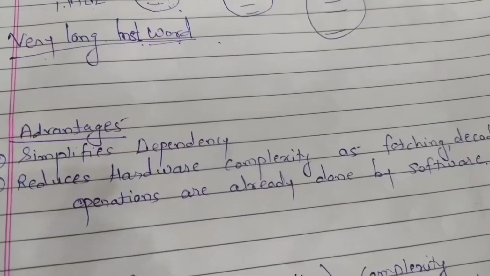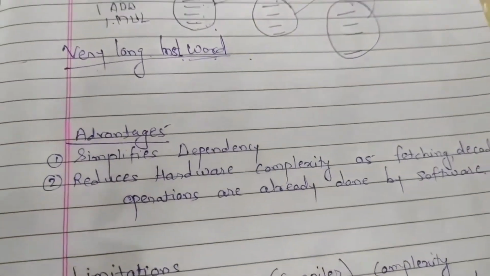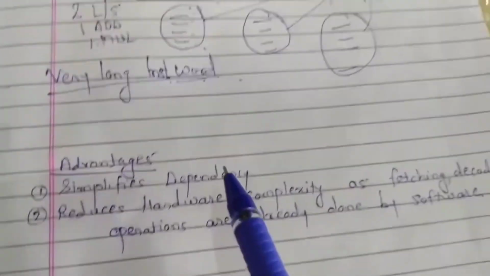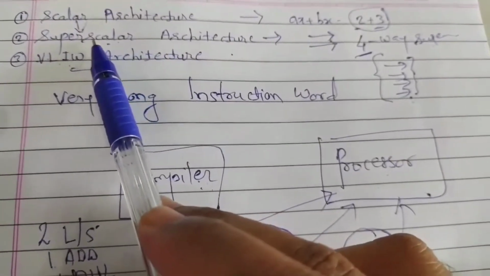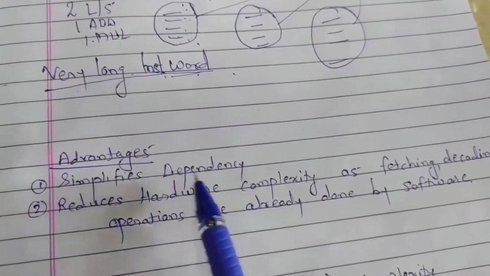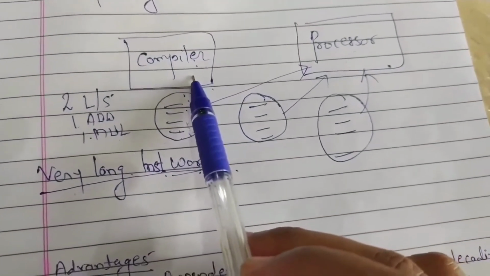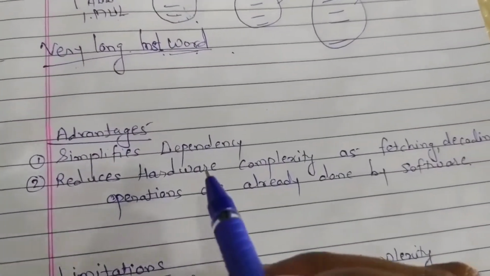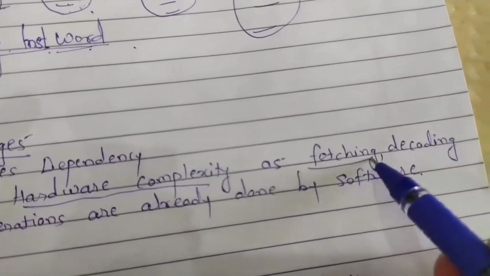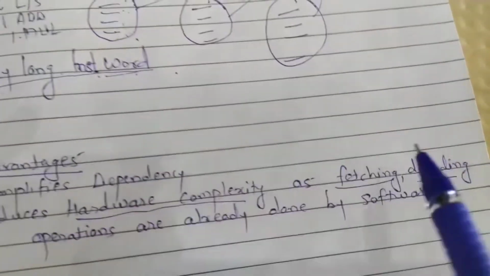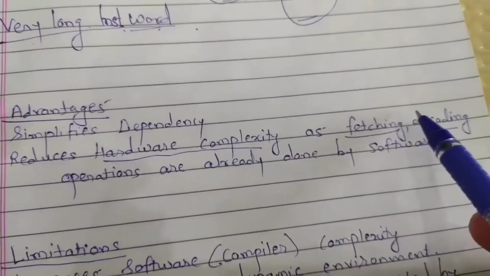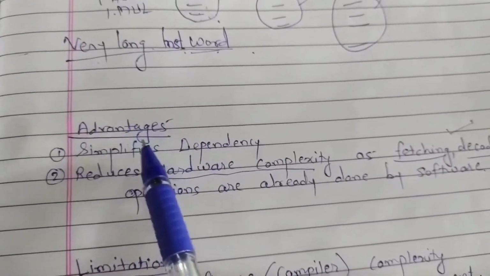It will discuss advantages and limitations of VLIW processor. So first thing is it simplifies the dependency. As we have seen, that was the disadvantage of superscalar architecture or superscalar processor. So it simplifies the dependency at compiler level only. Then it reduces the hardware complexity, as most of the work, for example fetching, decoding, these works are done at compiler level, so there is no hardware support required for these operations. So these are the advantages of VLIW processor.